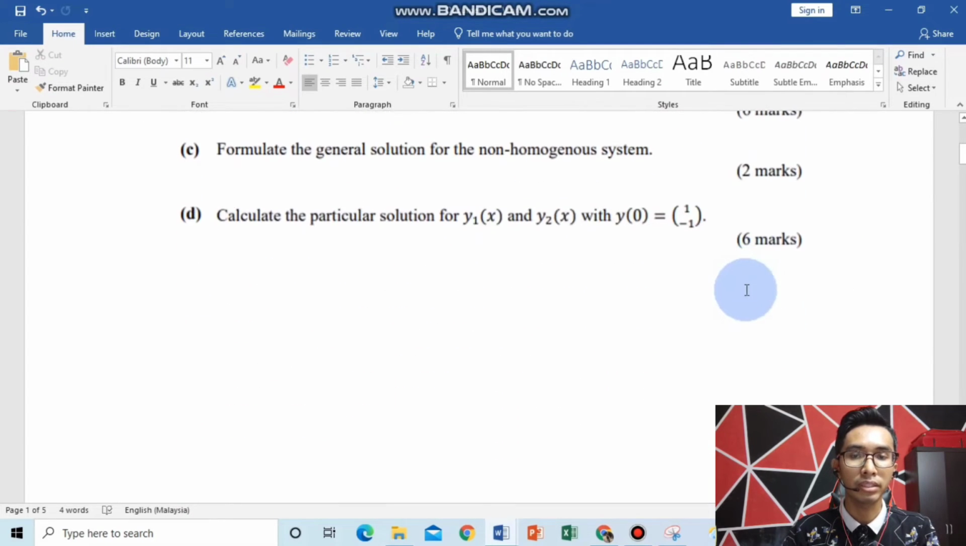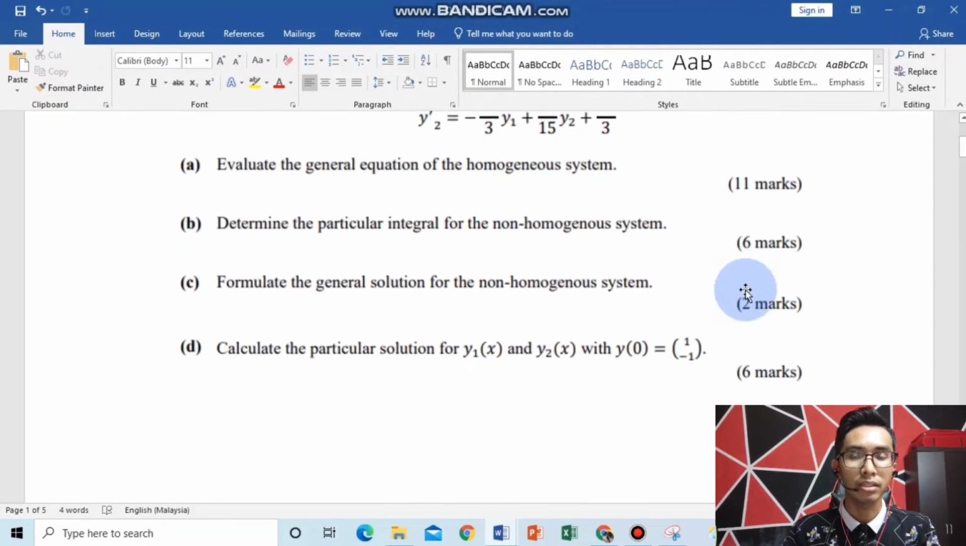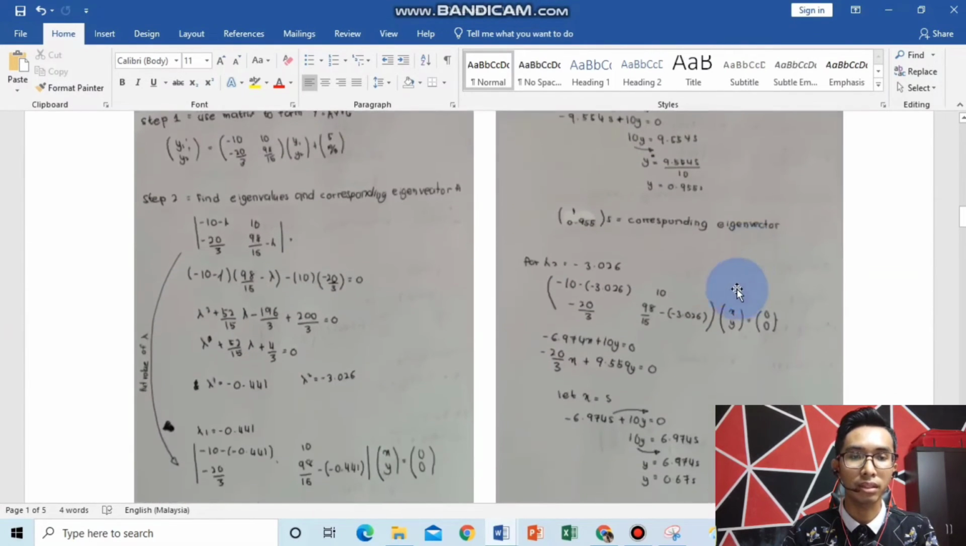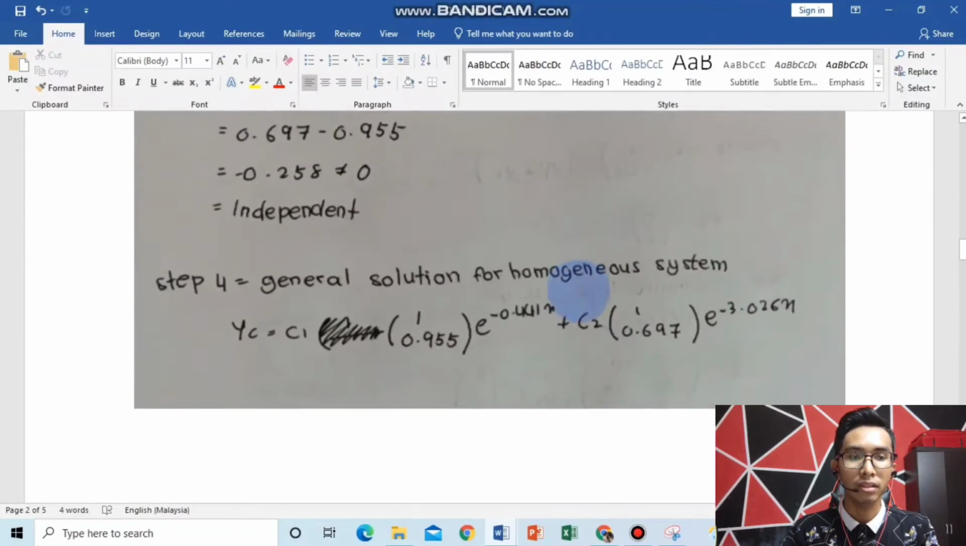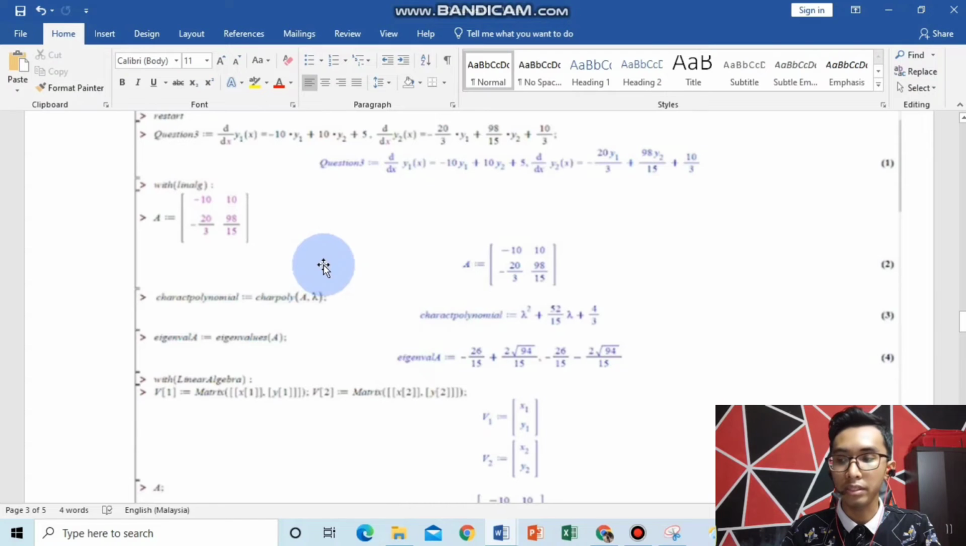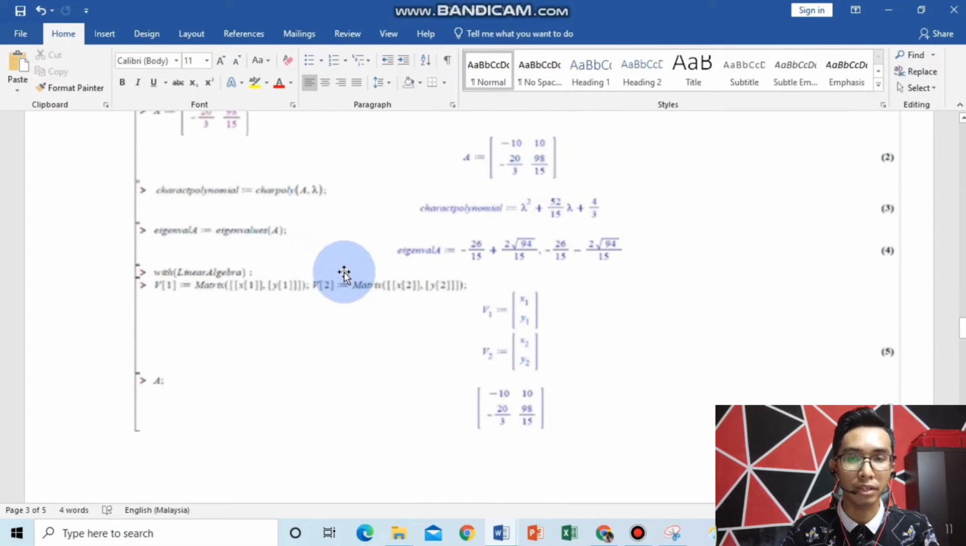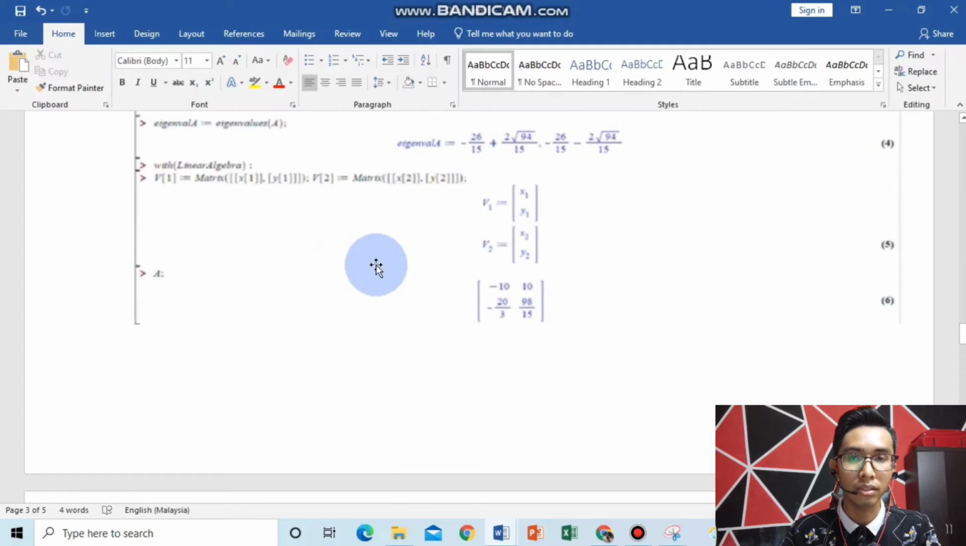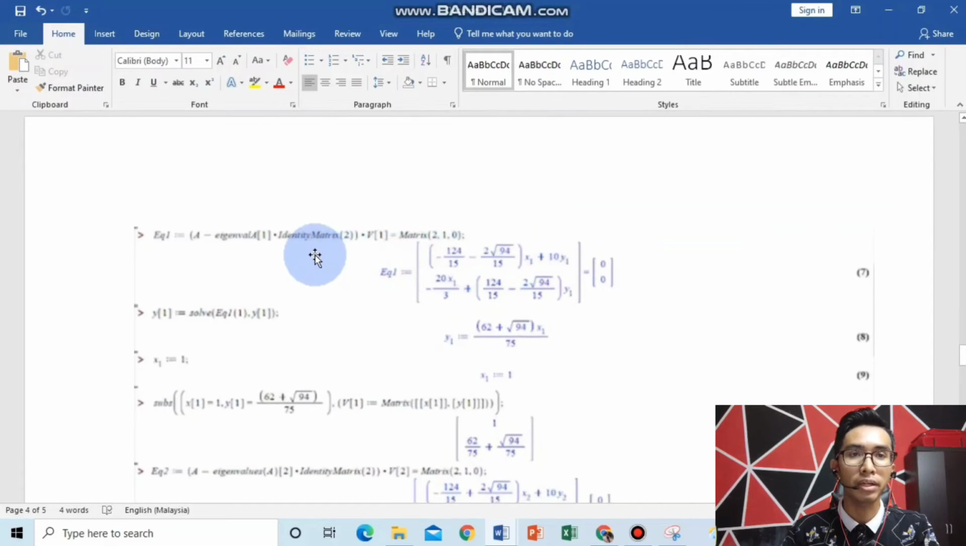So this is for question 3. This is my manual solution that I've done here. Now we talk about the simulation. For question 3, first we need to do the matrix form, that is y' equal to Ay plus g. We assume A is a matrix form. After that, step 2, we need to find the eigenvalues. After finding the eigenvalues here, we have equation 1 and equation 2.